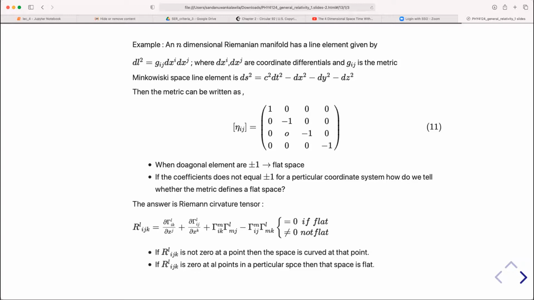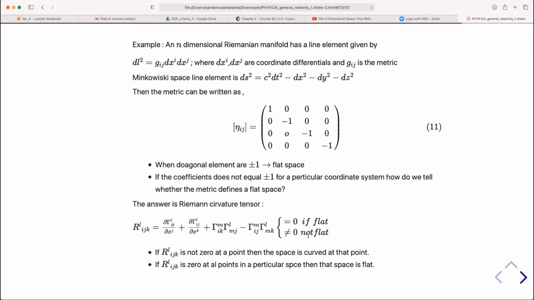So the way that you decide whether a particular space is a flat space or not is based on this particular expression, which we call the Riemannian curvature tensor. The idea is, if the value of the Riemann curvature tensor is equal to 0, it is a flat space. And if this Riemannian curvature tensor does not equal 0, it is not a flat space. So that is how you decide whether a particular space is flat or not.